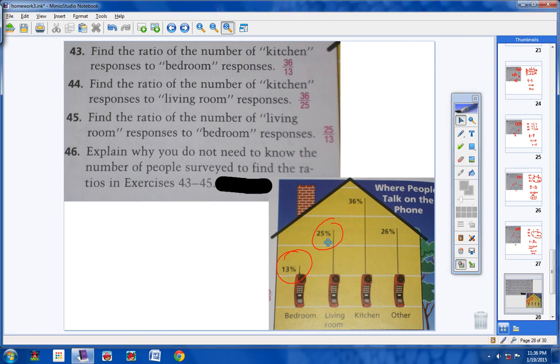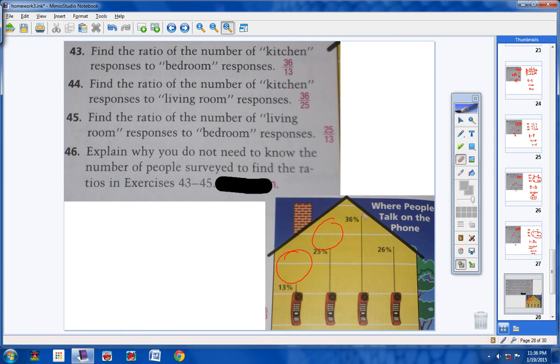Alright, here we go, number 46. Now on number 46, it says, explain why you do not need to know the number of people surveyed to find the ratios. There's more than one answer, more than one explanation. I'm going to say it this way. Any percentage is over 100.